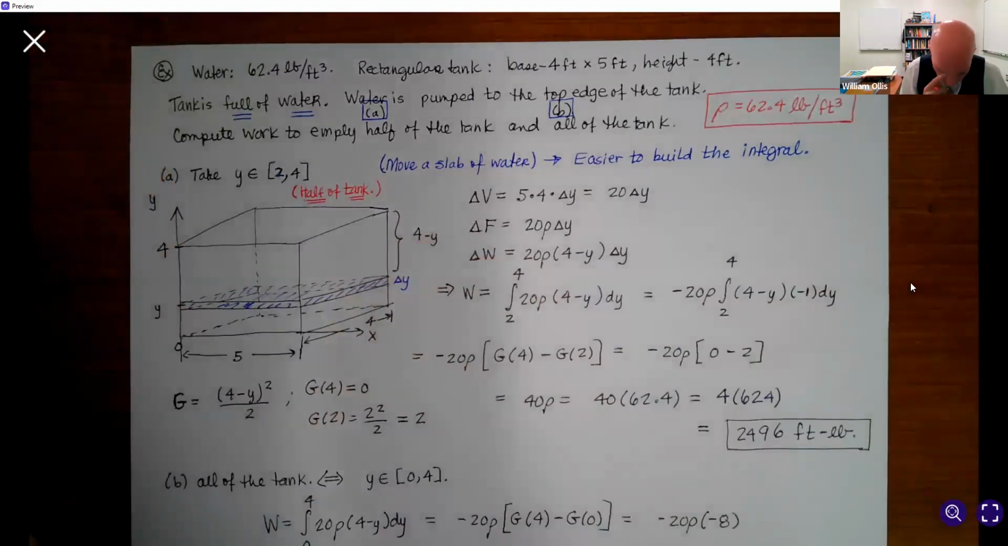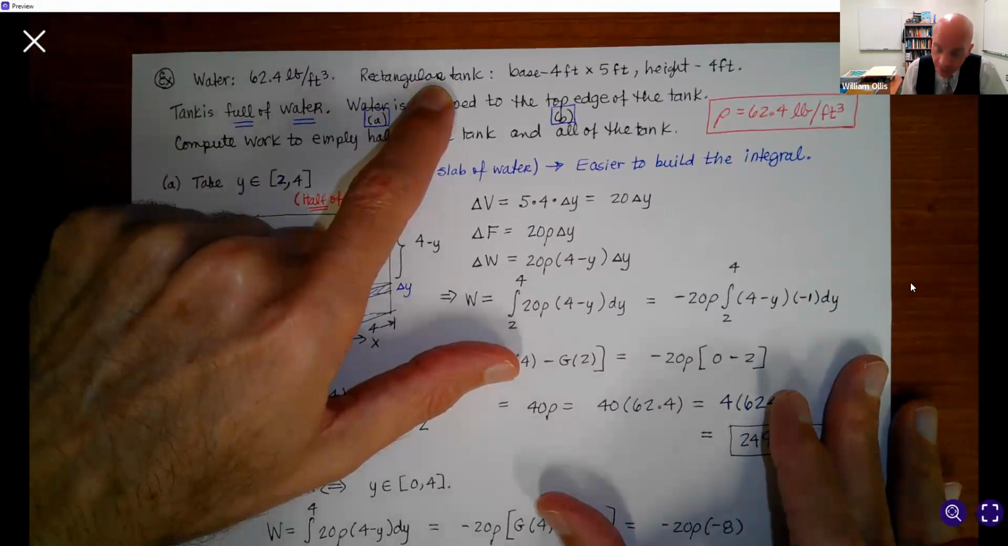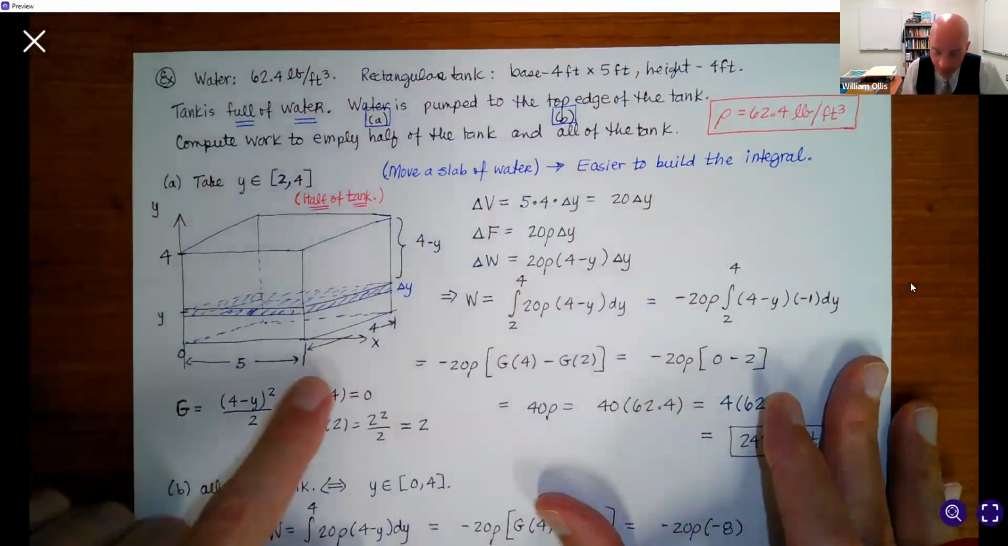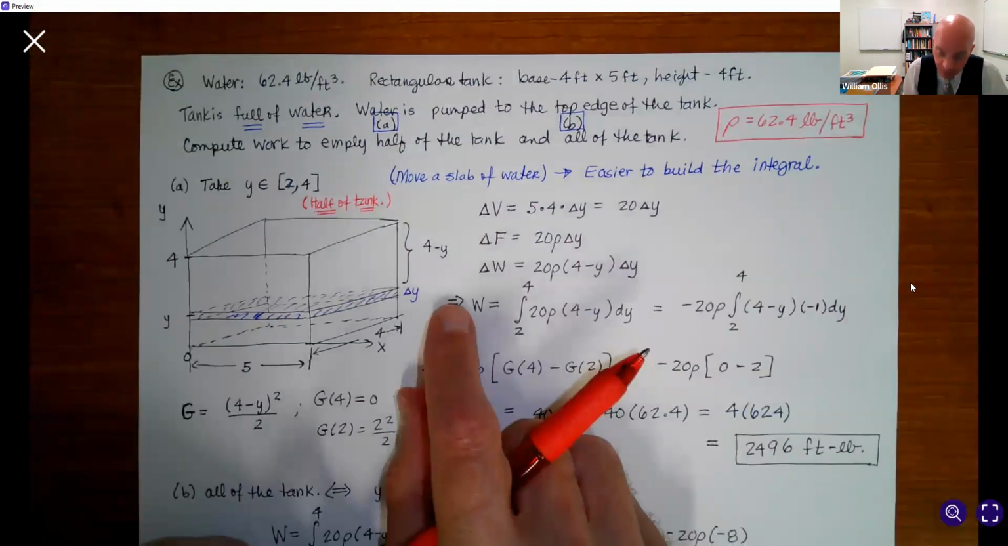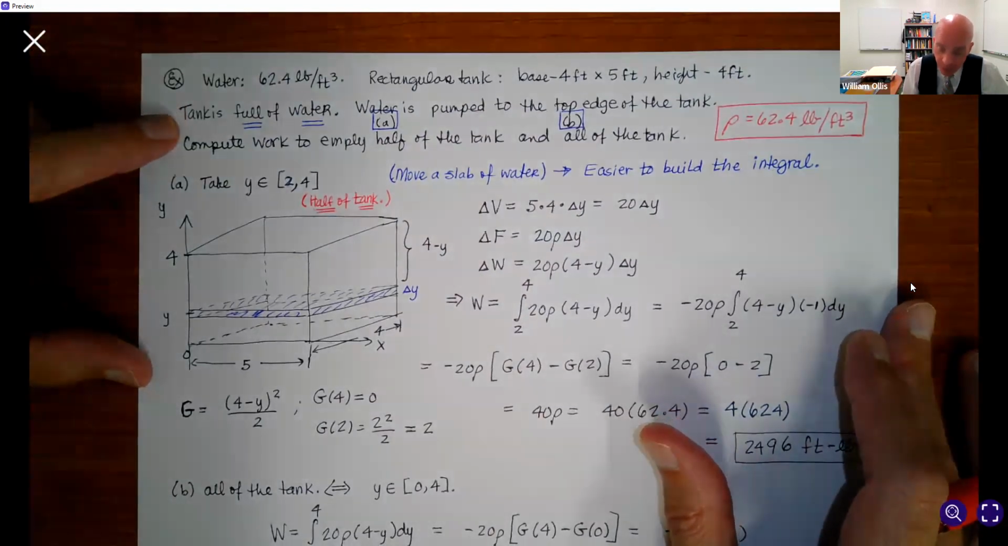So let's look at this particular example. Again, we have a rectangular tank. We've got a base that is 4 feet by 5 feet, as I've notated here. We have a height of 4 feet. The tank is full of water.